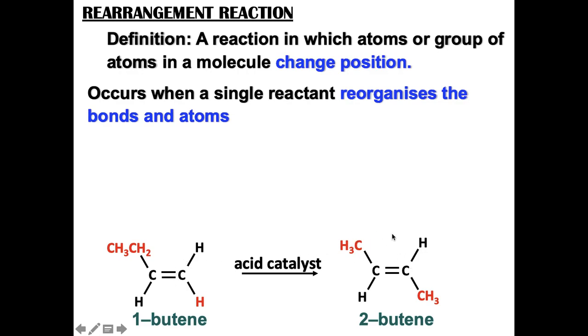This reaction is a rearrangement reaction because if you count the total number of atoms in the reactant and the products, they are the same. So you have 1, 2, 3, 4 carbon and 1, 2, 3, 4 carbon, and hydrogen you have 5, 6, 7, 8 and 5, 6, 7, 8. Same number of atoms in the reactant and products, but they only change their position. This is a rearrangement reaction.